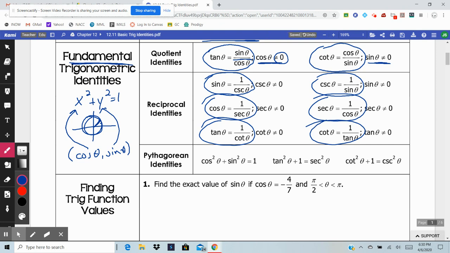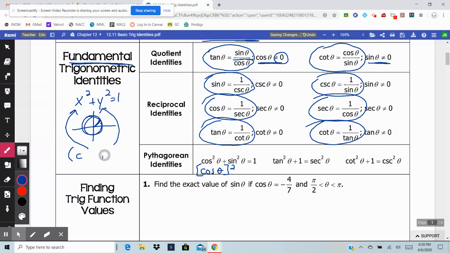Something else I want to point out, if you've never seen this: what cosine squared means is the cosine of the angle in parentheses, all squared. You would actually evaluate the cosine of this angle first. We don't put the squared on the end because it's not the angle being squared, but the entire function being squared. So that's the reason it's written the way that it is.